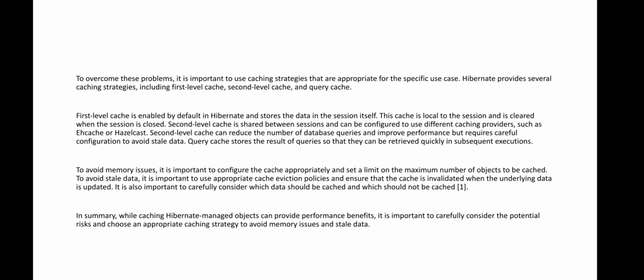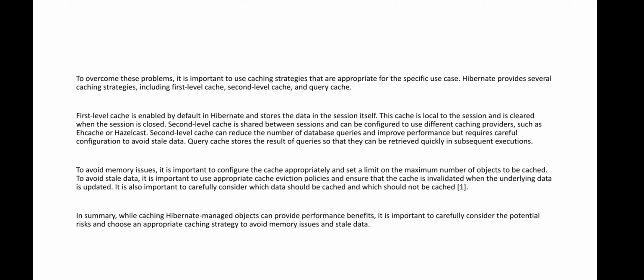First level cache is enabled by default in Hibernate and stores the data in the session itself. This cache is local to the session and is cleared when the session is closed. The second level cache is shared between sessions and can be configured to use different caching providers such as Ehcache or Hazelcast. Second level cache can reduce the number of database queries and improve performance, but requires careful configuration to avoid stale data. Query cache stores the results of queries so that they can be retrieved quickly in subsequent executions.